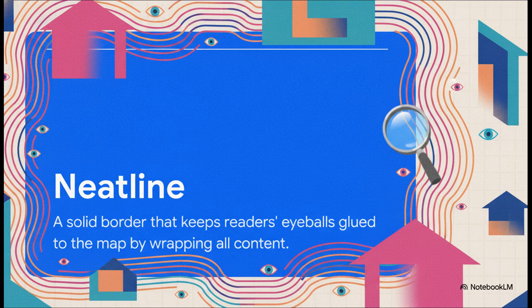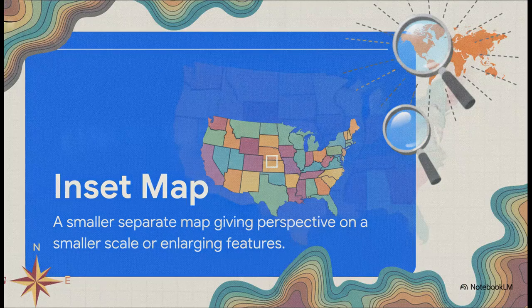It literally keeps your reader's eyeballs glued faithfully inside the map's container, which really provides a nice sense of harmony to the whole layout. Then we have the inset map. Think of this like handing your reader a magnifying glass or maybe a wide-angle lens. Say you're mapping out this tiny, specific county, an inset map that shows the whole state gives them that essential geographic context.